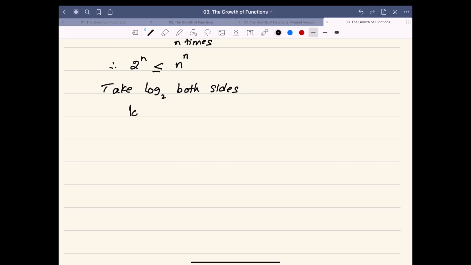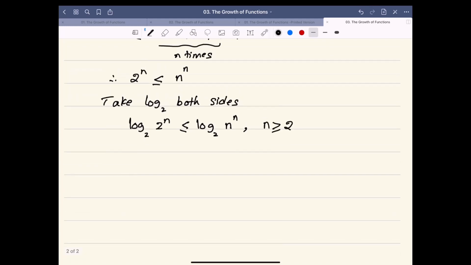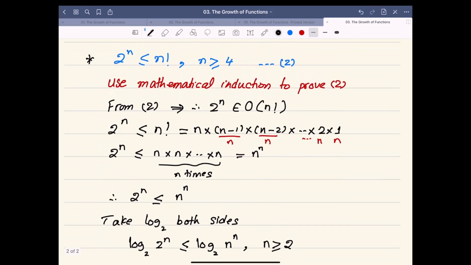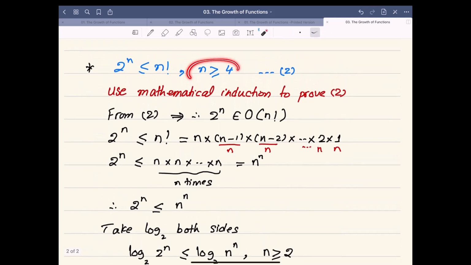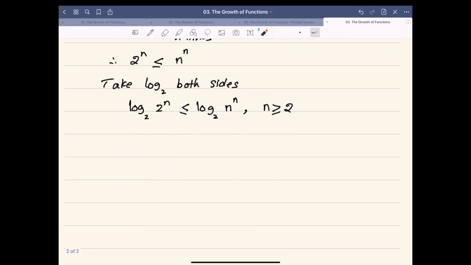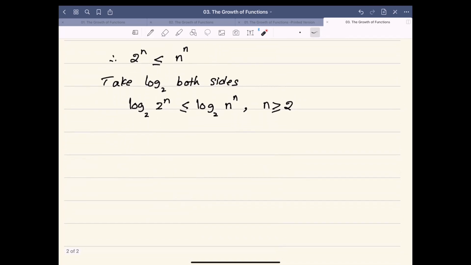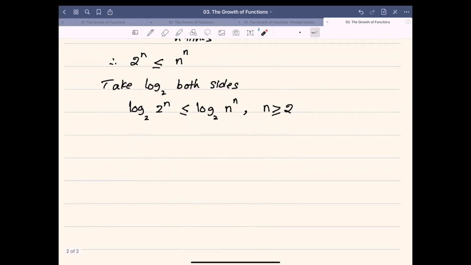You will get log of 2 to the power n less than or equal to log of n raised to the power n. But this time n should start from 2. Why? Because in the original inequality n starts from 4, and if you take log 2 of 4, you will get 2. So this is why n should start from 2. Let's continue the solution.